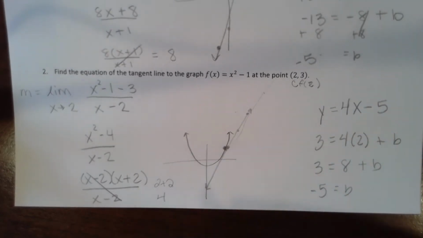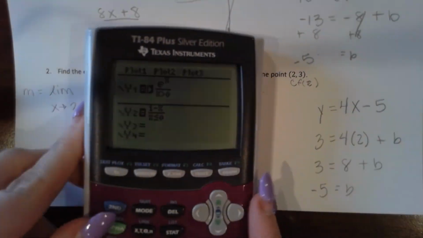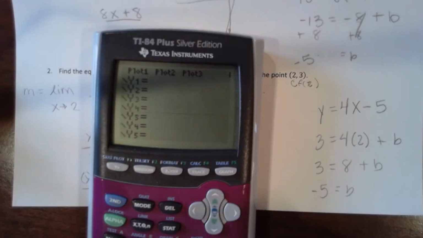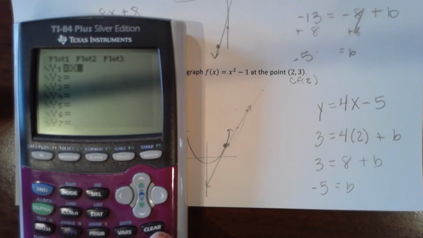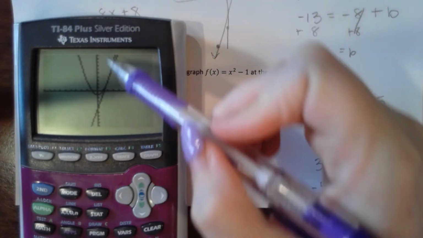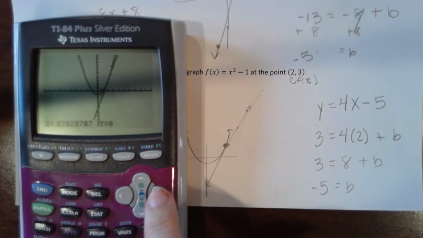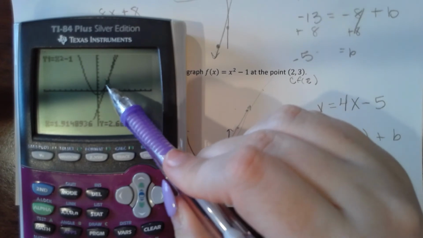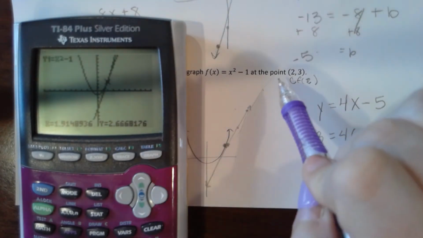So watch what happens if I were to plug these into my calculator. Our two equations here are, our first equation was x squared minus 1, and then the equation we just found was 4x minus 5. If I were to graph those, see how it creates this graph where we have our quadratic and our line. It's hard, it's not letting me trace it, but at 2, 3, they intersect each other at that point, 2, 3.